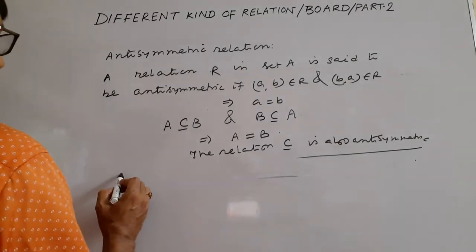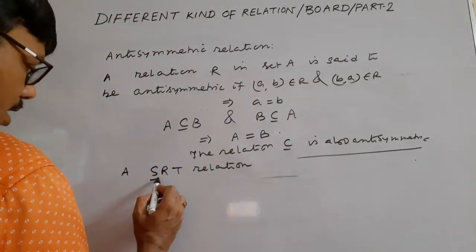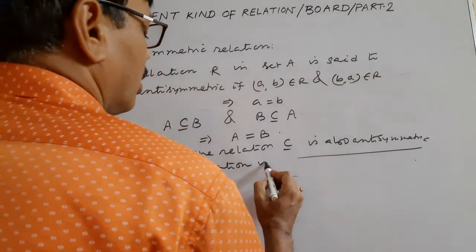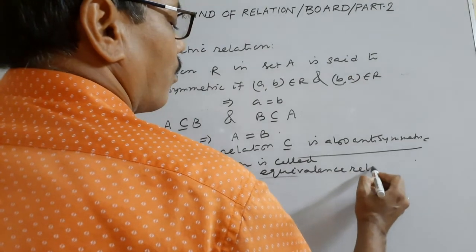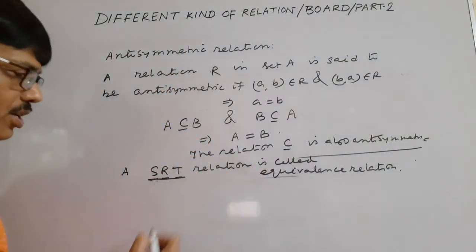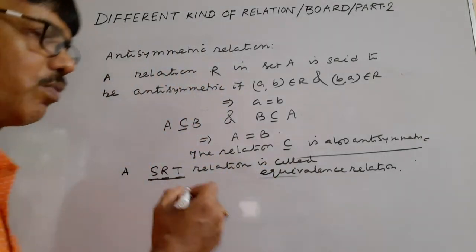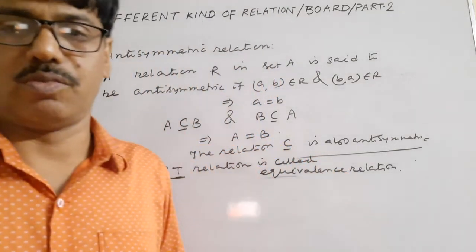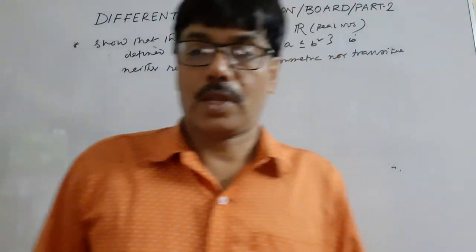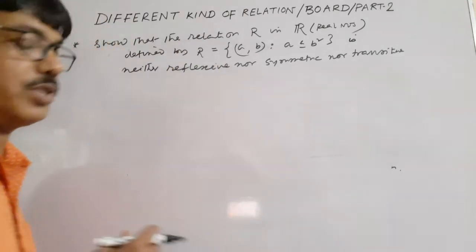A relation which is symmetric, reflexive and transitive is called an equivalence relation. I will consider it in the next class and solve the 10 to 12 board problems then. Today I will solve only problems relating to these definitions, 1 or 2 marks problems. Now we will solve some problems using these relations.